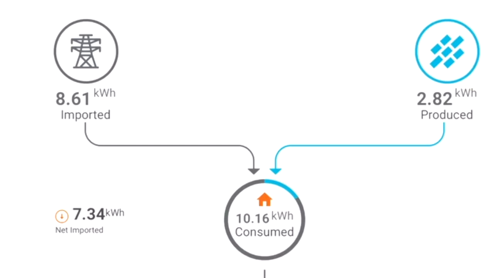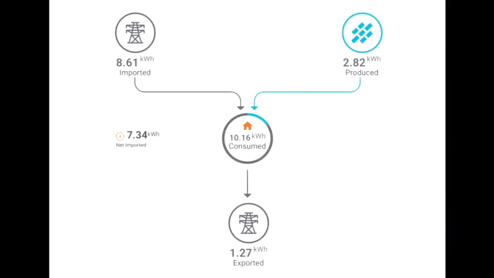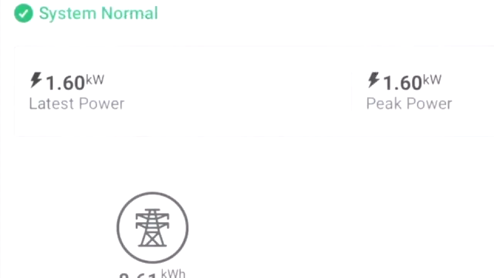So if we look at the net result of this, they have imported 7.34 kilowatt hours as of today. Interestingly enough, though, they have also exported, not very much, but 1.27 kilowatt hours has been exported. At the top, we see also that the latest power is 1.6, which is the peak. And the reason for that is I'm doing this recording in the morning, so the sun is still rising and coming up to peak, which happens towards the middle of the day.